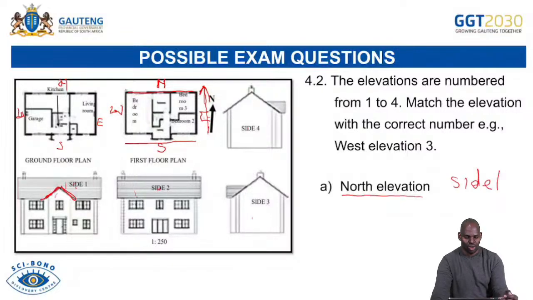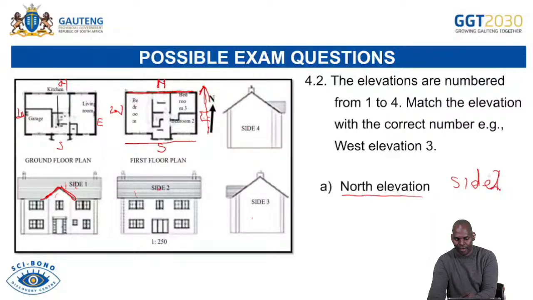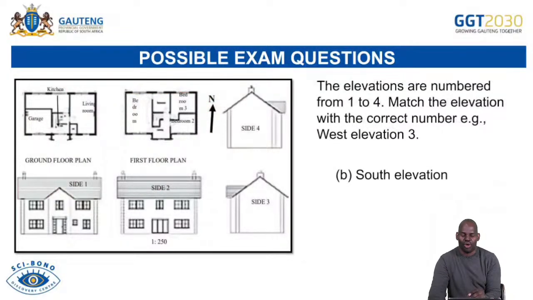Now let me check. This is when we're looking for the north elevation. The north elevation is not supposed to have a veranda. Sorry about that, boys and girls. The north elevation is this side. It is not supposed to have a veranda. So it must be side 2, because you can see that on the north there's no veranda. And then for the south elevation, we spoke about it. The south elevation obviously is the one that has got a veranda. So this one is side 1.